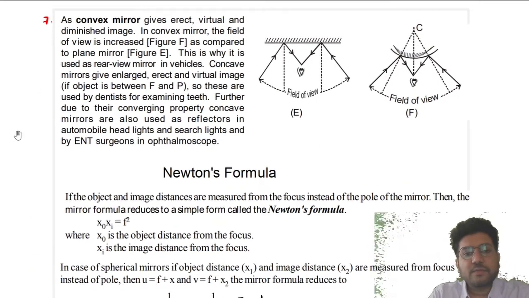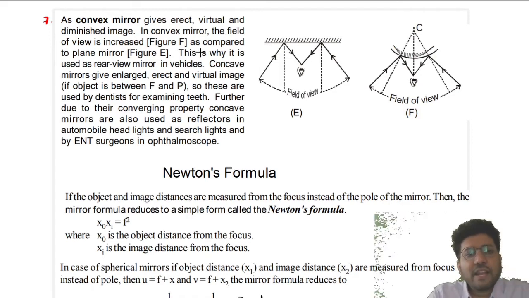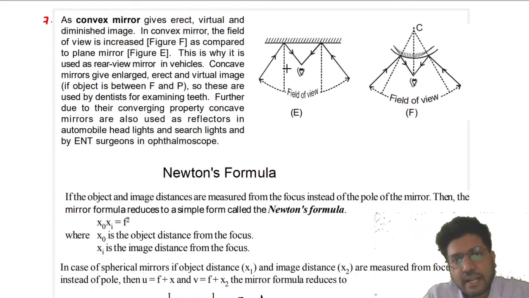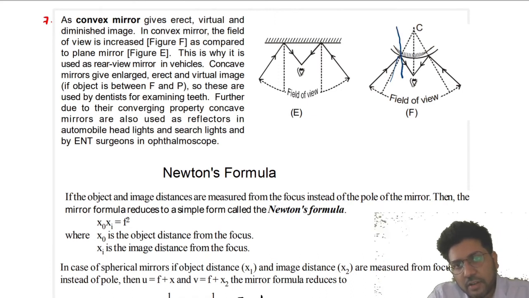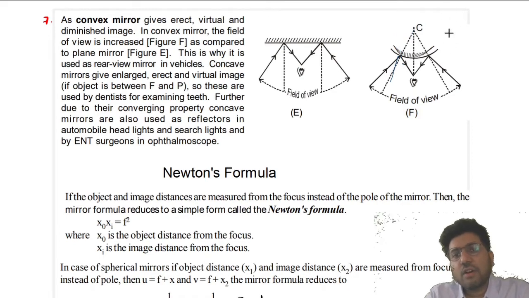Now, next point, this is very important here. A convex mirror gives an erect, virtual and diminished image, right? In a convex mirror, the field of view increases. From here you will see that if this is a plane mirror, this is the field of view of a plane mirror. But due to the shifting of the normal, for a plane mirror the normal was like this, but for a convex mirror the normal is like this, so the angle of incidence has increased. If the angle of incidence has increased, the angle of reflection also increases. So in the case of a convex mirror, the field of view increases.